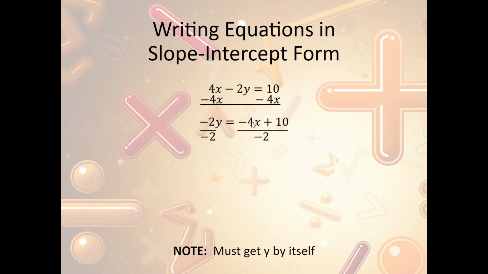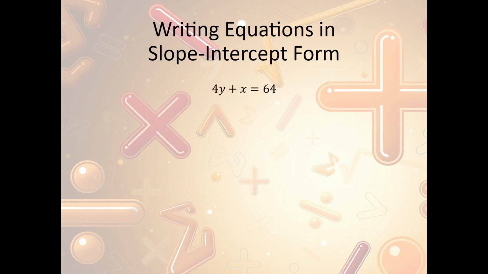And then this gets divided to both of these. So negative 4x divided by negative 2 is positive 2x. And 10 divided by negative 2 is negative 5. So I end up with y equals 2x minus 5. Here's my slope. Here's my y-intercept. Now I can graph that equation.